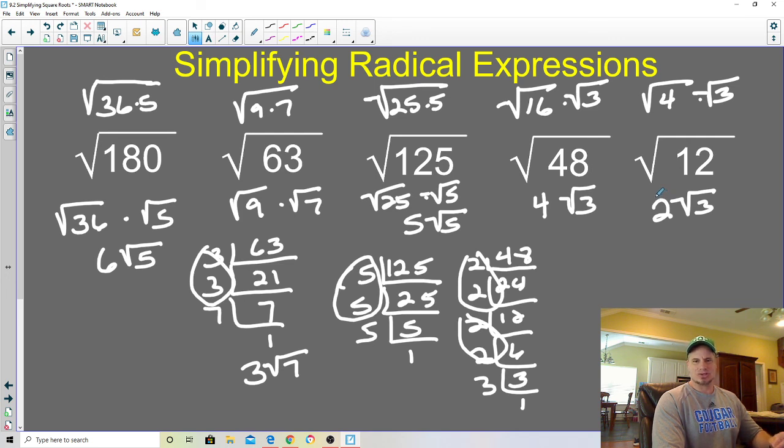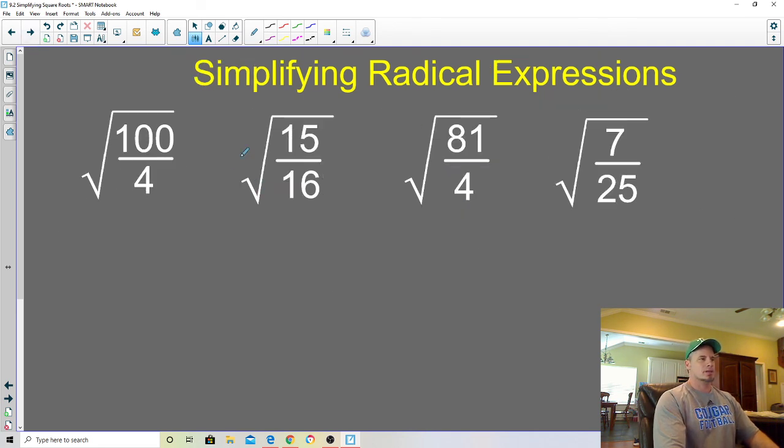Okay, and that is how you simplify radical expressions. You're looking for the largest perfect square that goes into this number because you want to break it into two numbers. And then you use upside down division if you don't know what that is. Let's look at the next slide. Here we're going to split it up. Okay, it's division, so it's basically looks like this. 100.